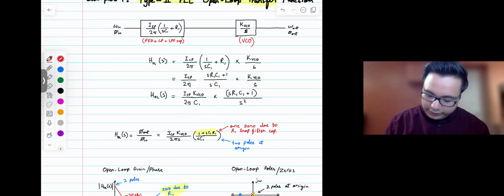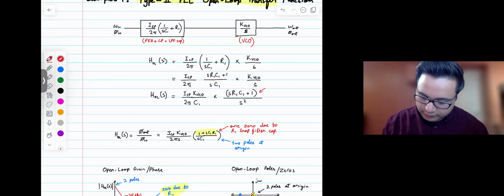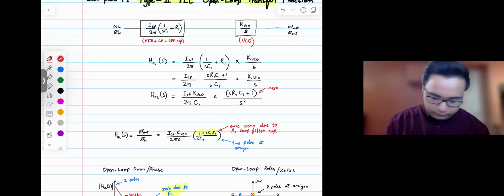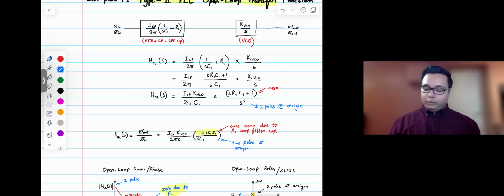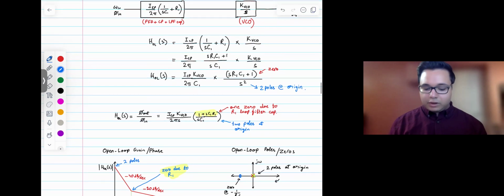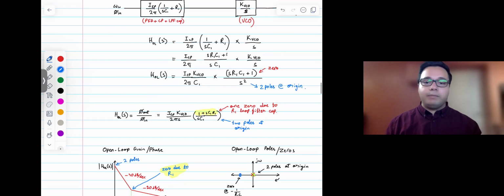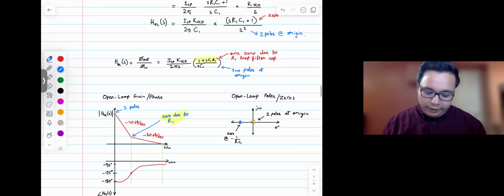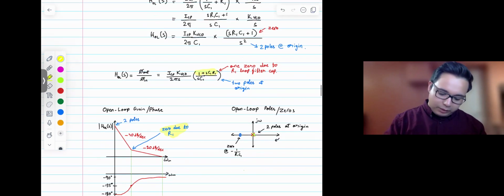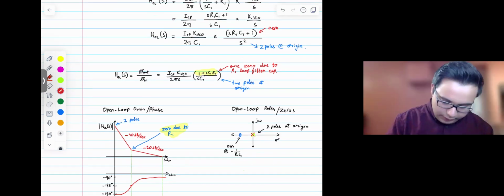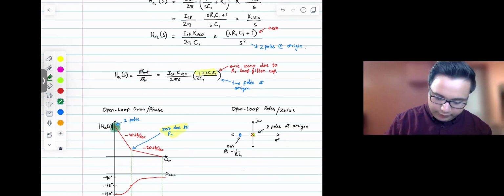Looking at that, let me label the zero, and these are two poles at origin. Notice that there are two poles at origin; just hold on to that thought, let us draw the Bode plot, and we will come back to that. All right, so the Bode plot will look something like this. We have two poles to begin with at origin, right? So we would have one pole. Oh, sorry.